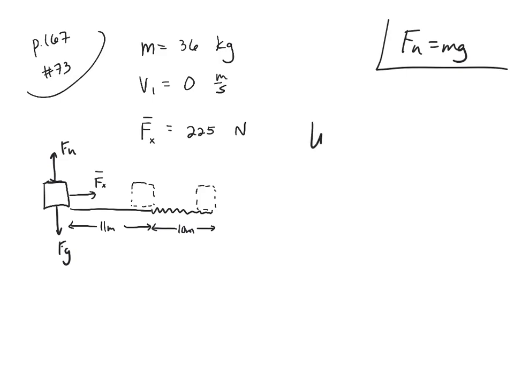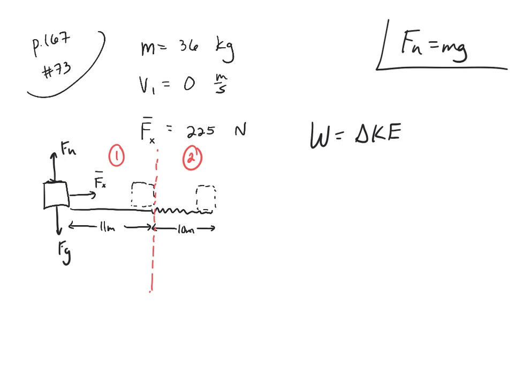So we can start this problem by saying W equals delta KE. But the problem is this. We've got two parts to our problem. Let's put a dotted line here to show. This dotted line separates each part. Part 1 and part 2. We need to look at these parts independently.